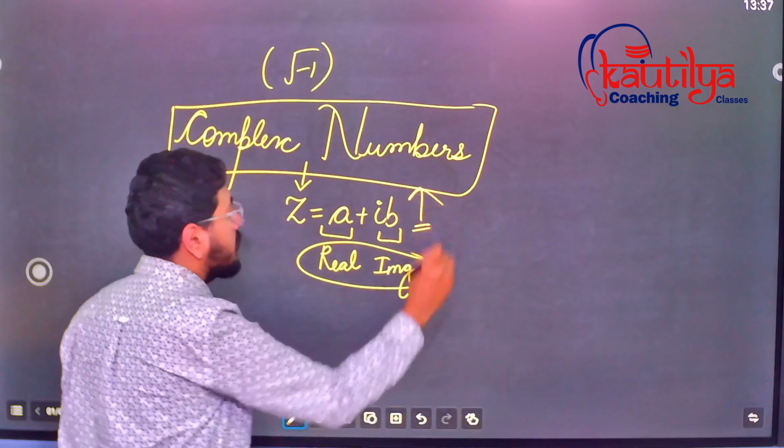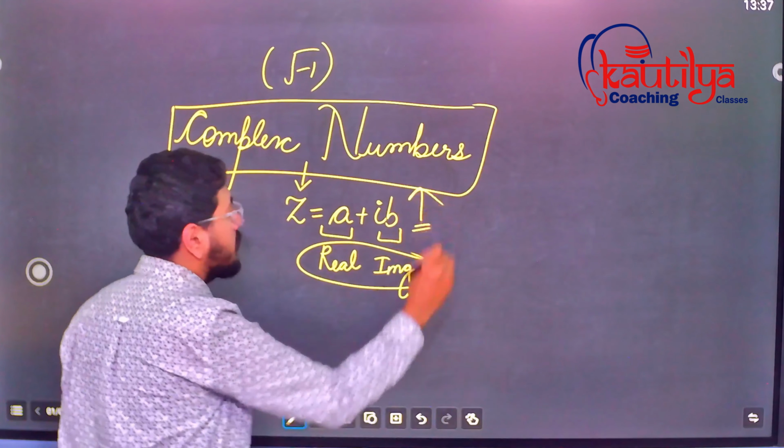No real number squared gives a negative number. So mathematicians created a new number, that is iota. This is called iota, and iota is defined to be the root of -1. Iota represents √-1.